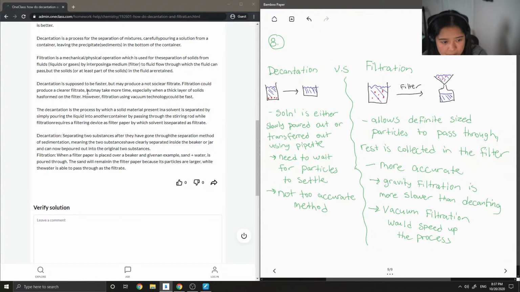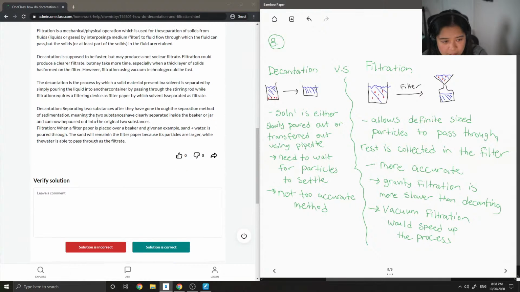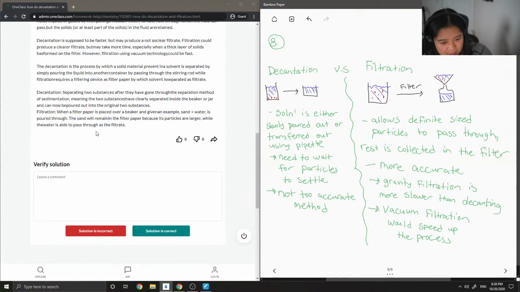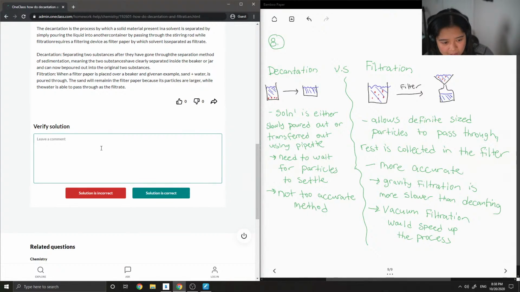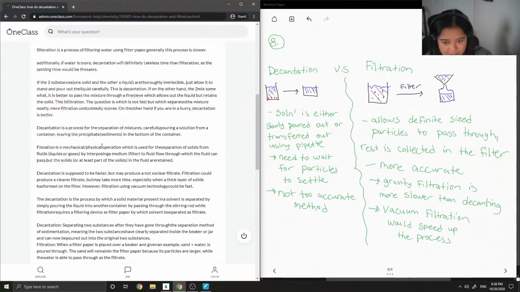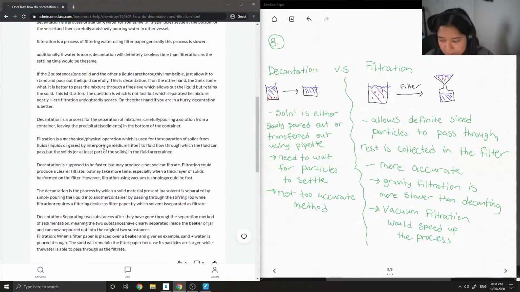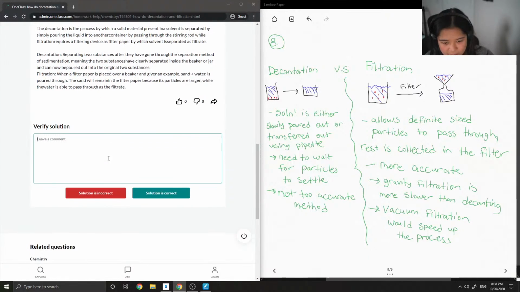Yep, I think they just have every definition possible on decantation and filtration. So I would say this solution is more than what was needed, but it is still correct and it is still very informative. So I'm just going to say that this solution is correct.